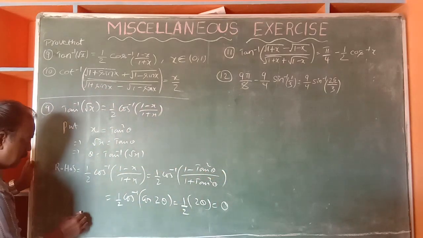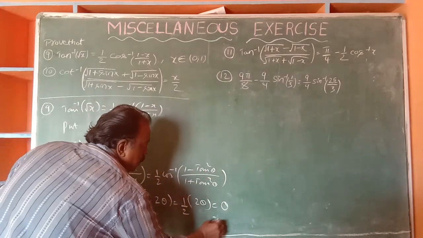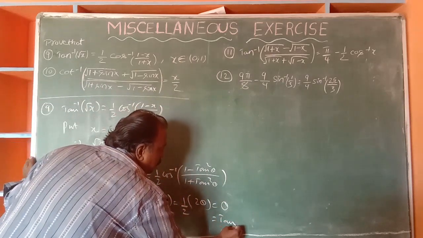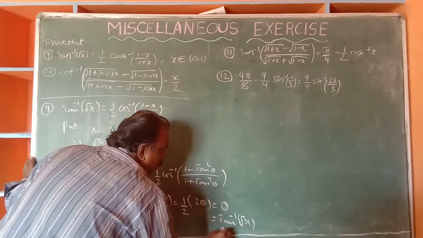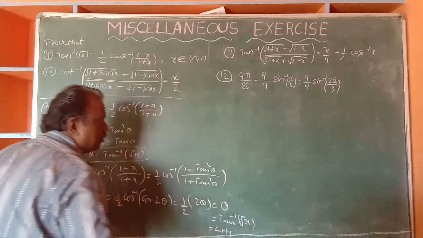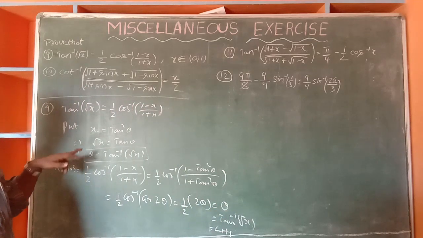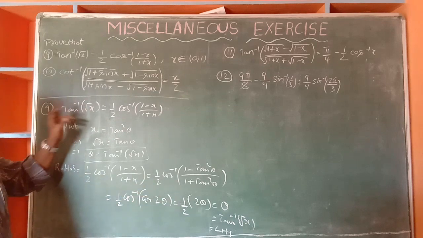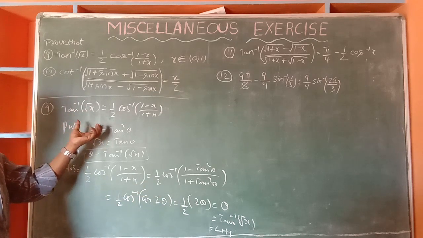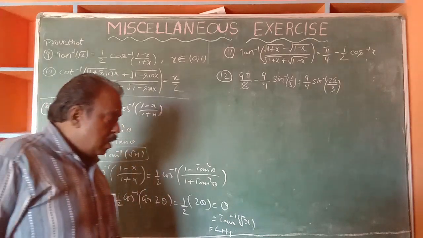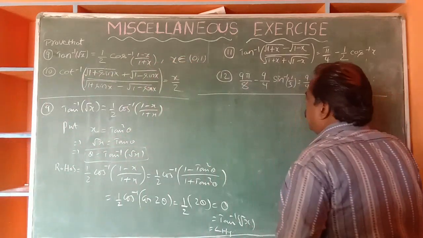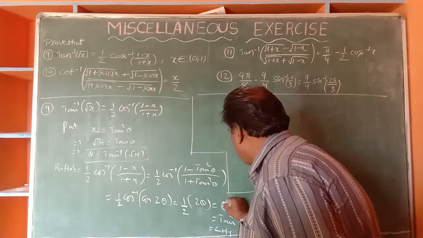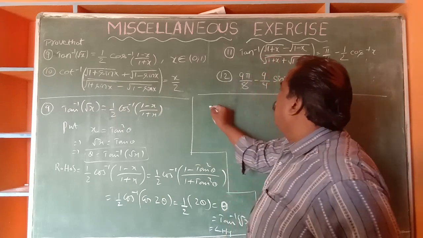So what is this? Theta is nothing but, you see here in our assumption, it is tan inverse root x. Okay, now that is nothing but LHS. We took the RHS and proved that it equals the LHS, tan inverse root x. But this assumption must be taken. Now, 10th problem.